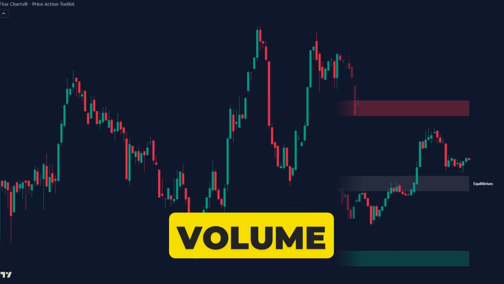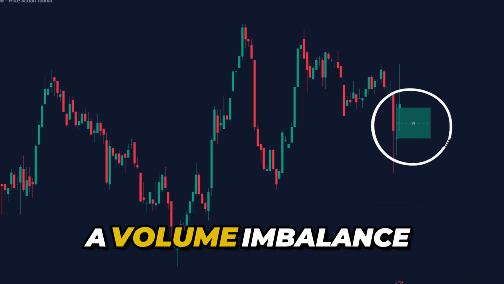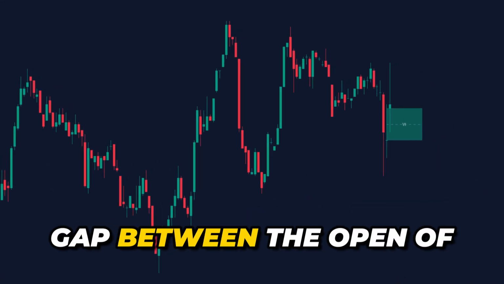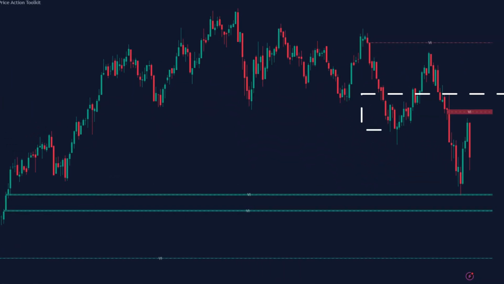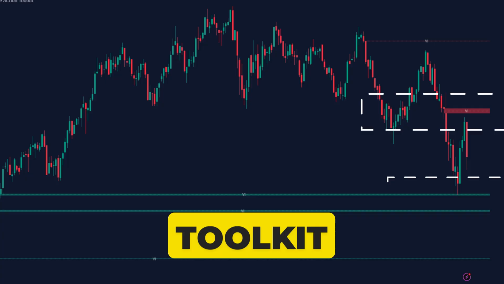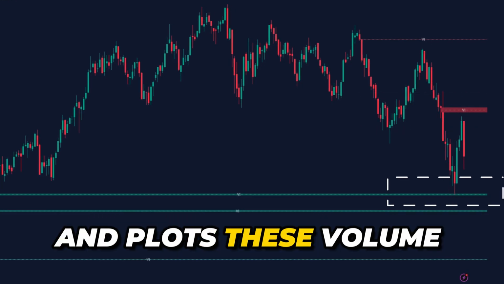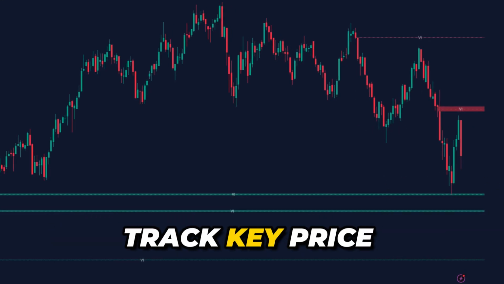Let's move on to volume imbalances, VI. A volume imbalance occurs when there's a gap between the open of a candle and the close of the previous one, signaling potential price movement. The Price Action Toolkit automatically detects and plots these volume imbalances, helping you track key price movements.